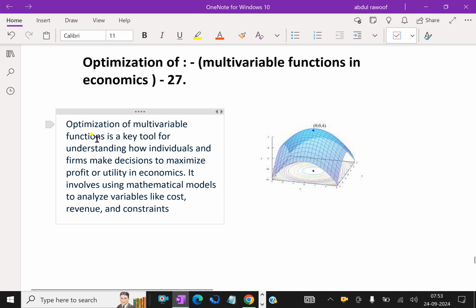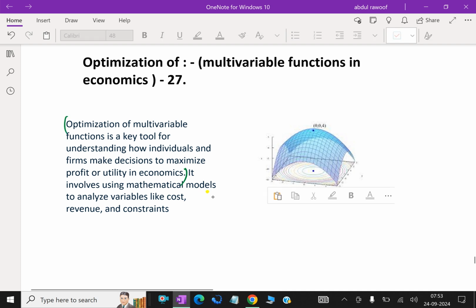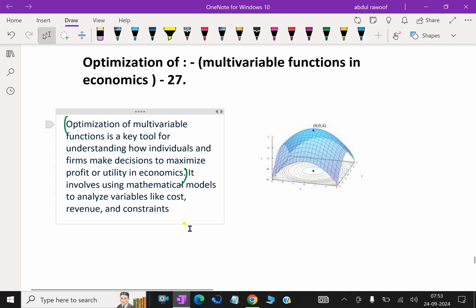In mathematical economics, let us discuss optimization of multivariable functions in economics. Optimization, what is that? Optimization of multivariable functions is a key tool for understanding how individuals and firms make decisions to maximize profit or utility in economics. It involves using mathematical models to analyze variables like cost, revenue, and constraints.